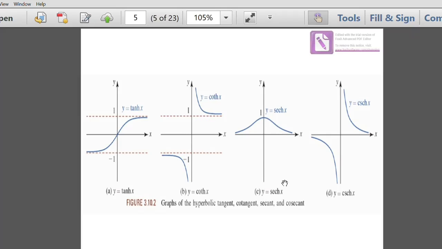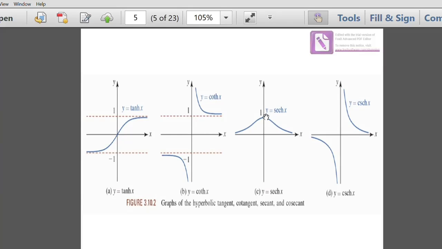For the hyperbolic sec, on the x-axis you can evaluate any number, so the domain will be from minus infinity to infinity. For the y, you see that it is just in the upper half of the y-axis. That means the range will be from 0 to 1, because the highest value is 1 and the least is 0. So the domain is from minus infinity to infinity and the range is from 0 to 1.